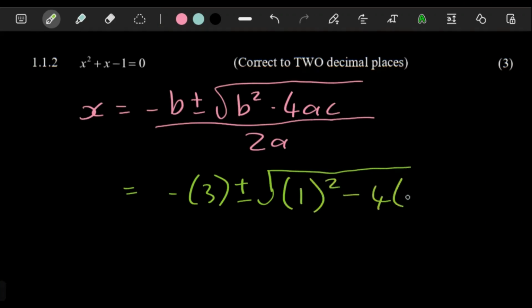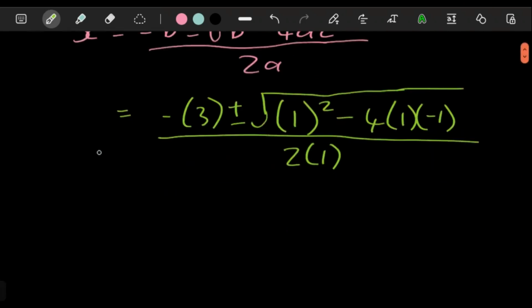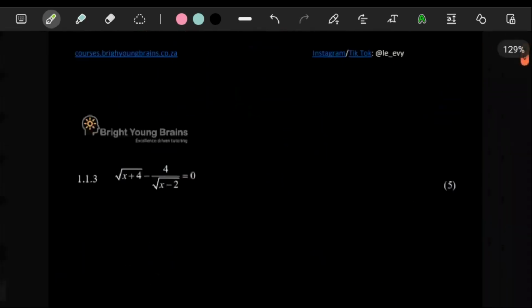So the other thing is, the moment you see that they're telling you to leave your answers with 2 decimal places, automatically 99.99% of the time, or actually 100% of the time in that kind of a situation, you will not necessarily be able to factorize your question, meaning that you would only be able to get your answers using your quadratic formula. So in the quadratic formula, our 2 answers, we're getting x is equal to 0.62, or x is equal to negative 1.62. Perfect. Moving on to bigger and brighter things.